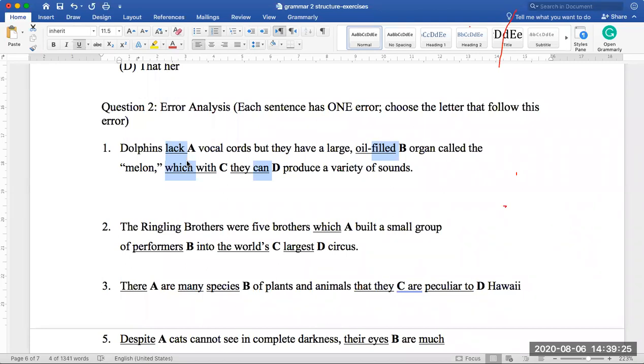Once more, the error analysis is where you find the error. You're not supposed to correct; the whole exam doesn't require you to correct. You're not supposed to correct, but it's good to know. It's good to try to correct what you have here. So what I'm saying is that you read the sentence and you again trace the subject and the verb.